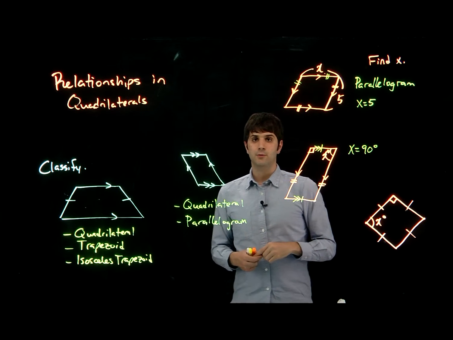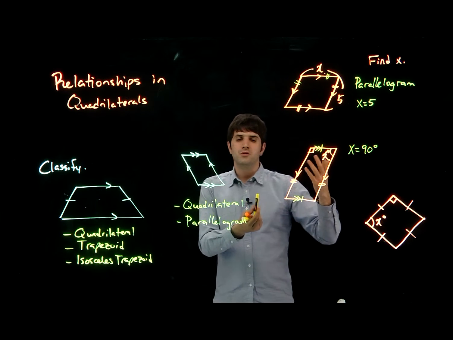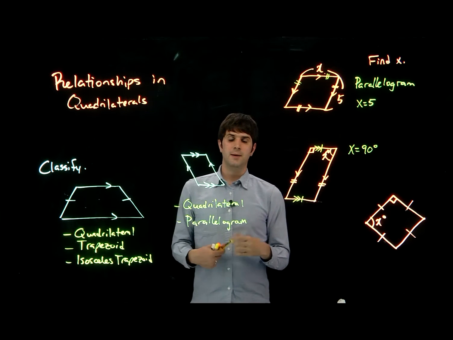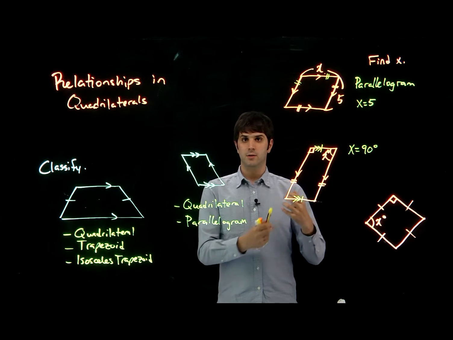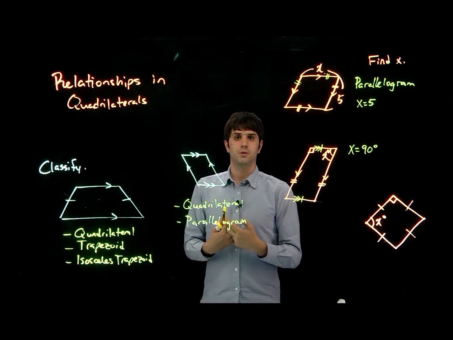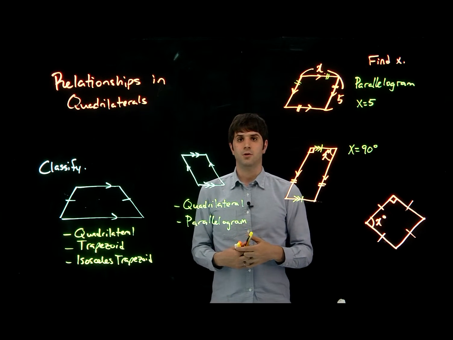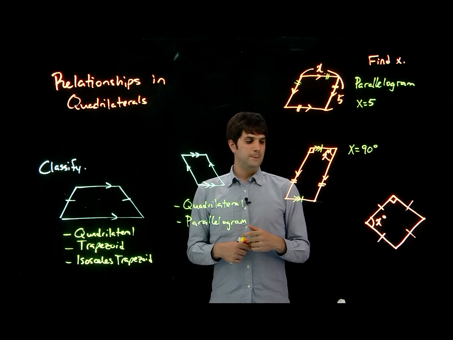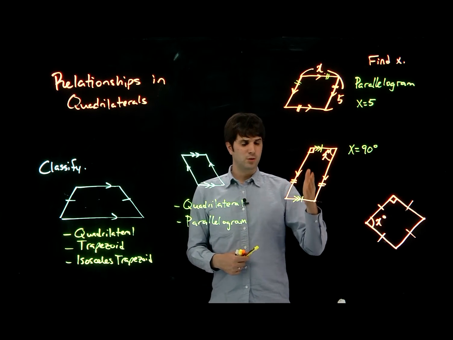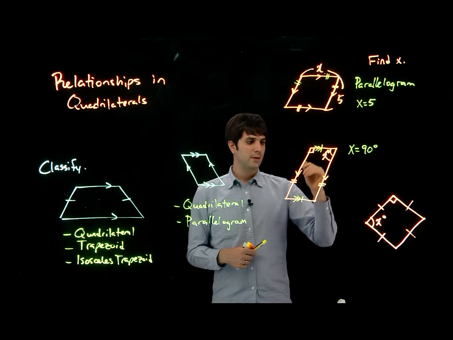This is going to be a rectangle, even though of course the drawing's not to scale. Sometimes you'll see a problem like this on a test where drawings are not to scale, and you really have to understand your definitions and your understanding of quadrilaterals. So this is obviously a quadrilateral, it's a parallelogram, and it's a rectangle.